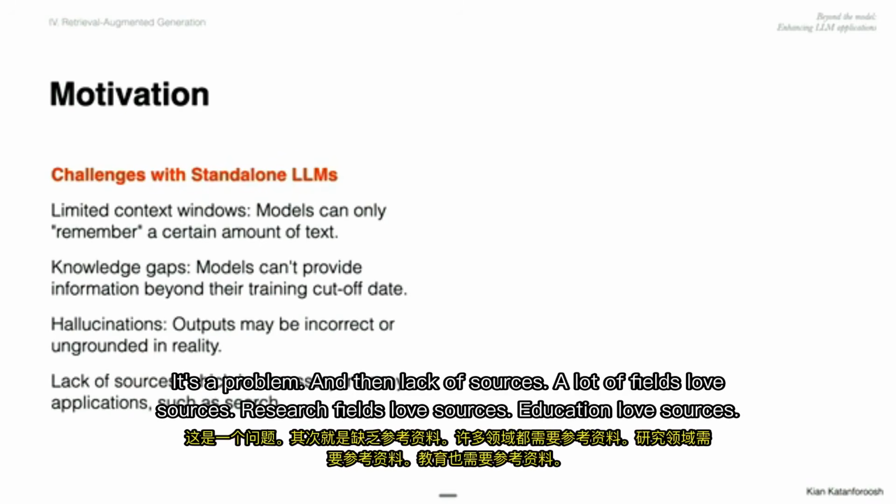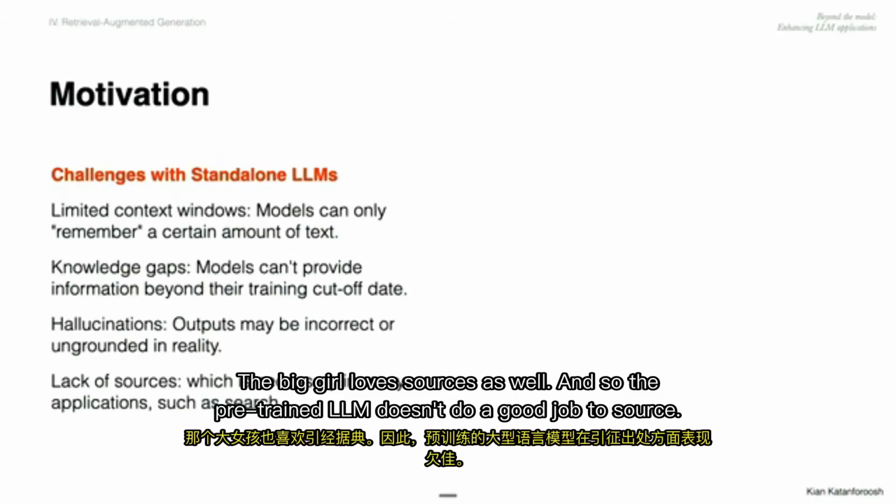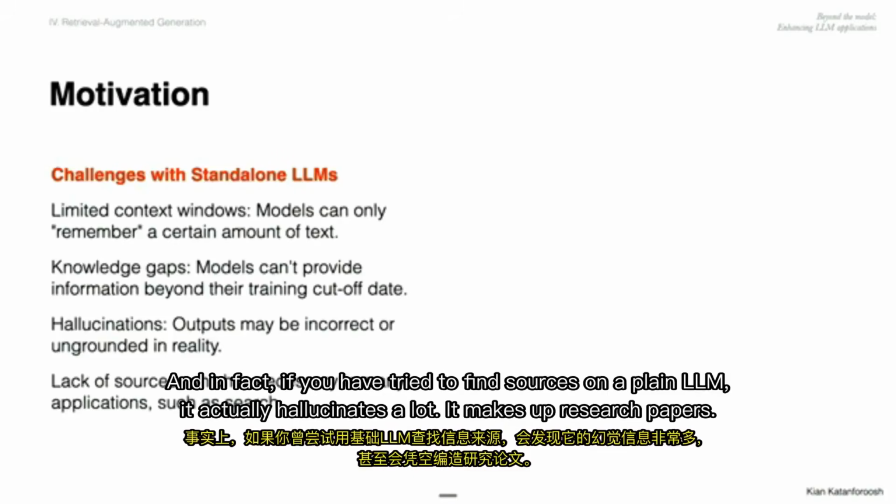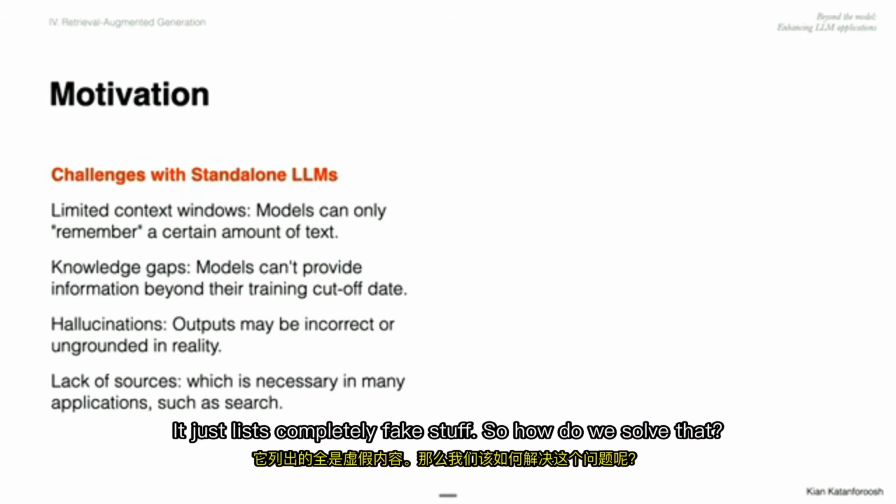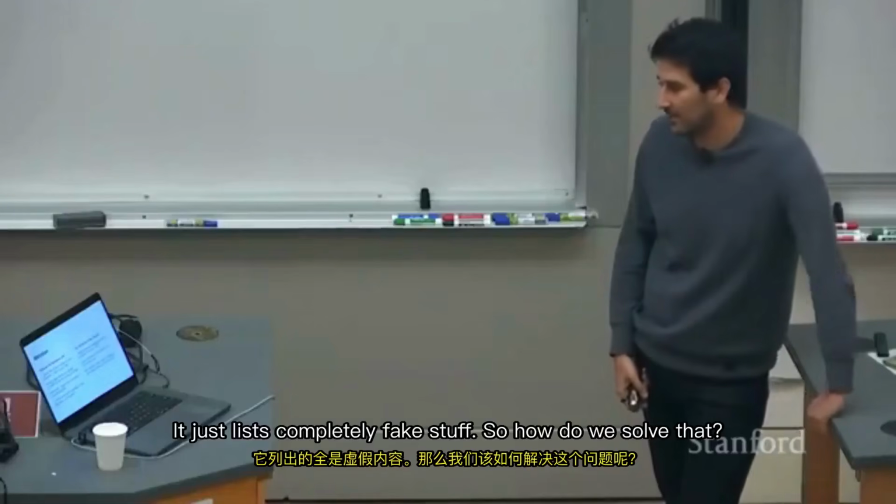And then lack of sources. A lot of fields love sources. Research fields love sources. Education loves sources. Legal loves sources as well. And so the pre-trained LLM doesn't do a good job to source. In fact, if you have tried to find sources on a plain LLM, it actually hallucinates a lot. It makes up research papers. It just lists completely fake stuff. So how do we solve that?